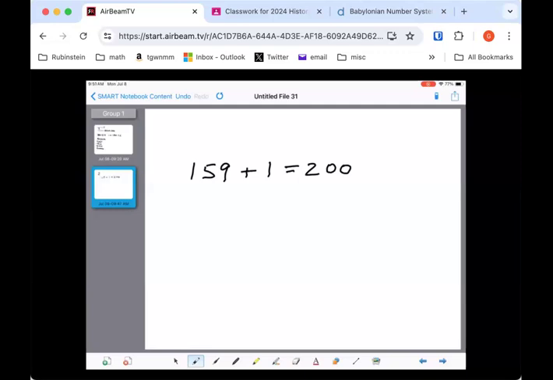And yes, it does have to do with time, because when it's 1:59 and you add 1 minute, the next minute after 1:59 is 2 o'clock. And that's because our time system is in what's called base 60.